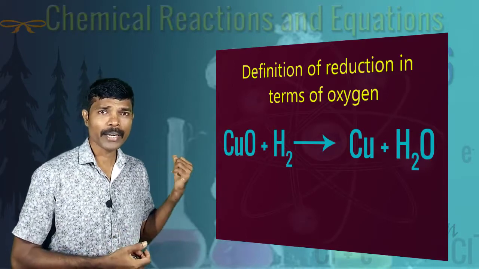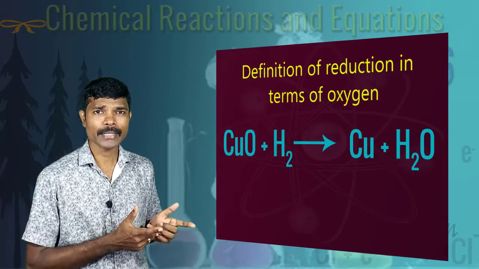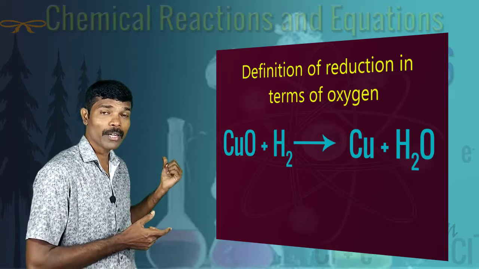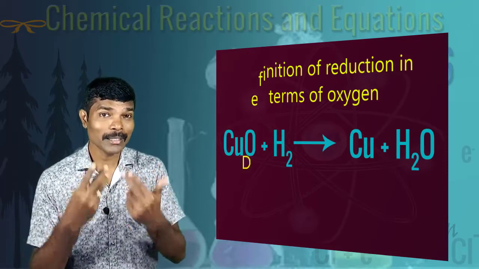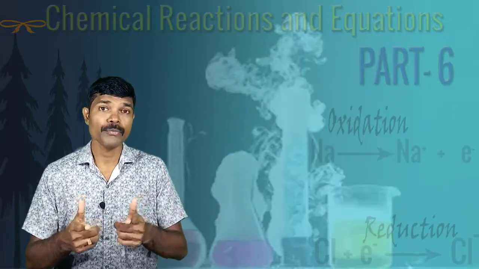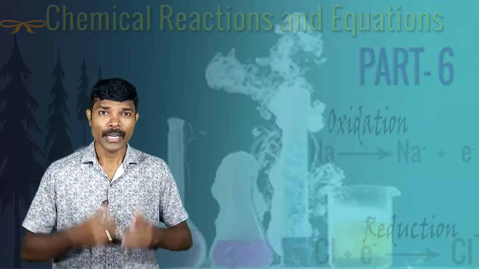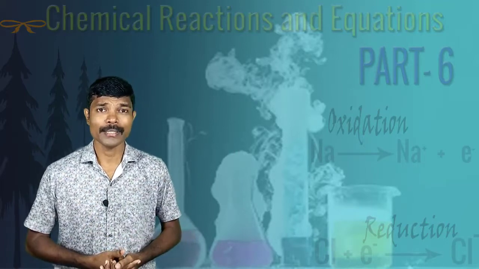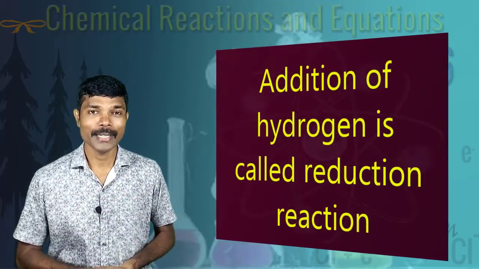The same reaction can also be understood in terms of electron transfer that we have already discussed. You can see the same electron transfer also in this reaction. Now we see the third way how reduction can be defined. Dear students, we have learnt already that removal of hydrogen is known as oxidation reaction. Just opposite to that is the reduction reaction, which means addition of hydrogen is known as reduction reaction.